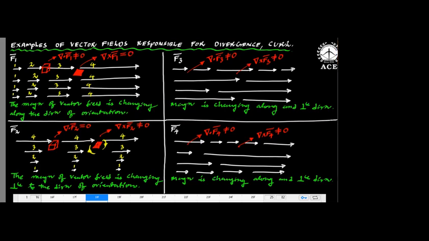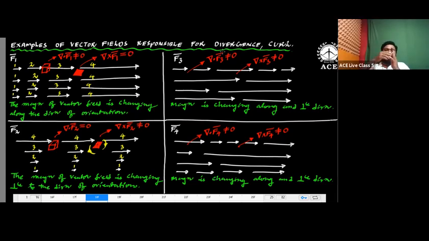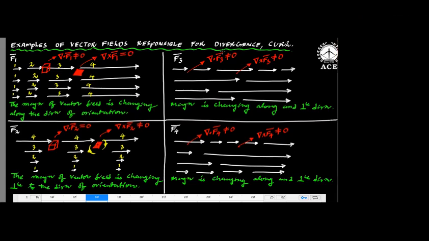Oh, okay, sir. So then what about the first one, sir? Like F1? Why is it 0? 3 and 3. Oh, okay. Got it. It will move forward, but no rotation.